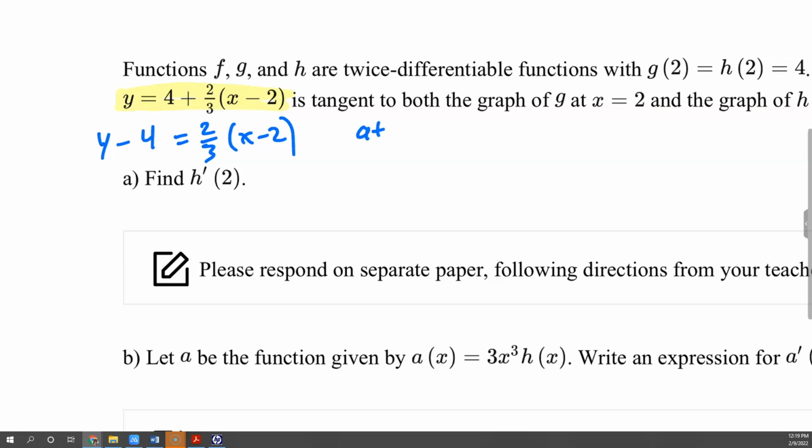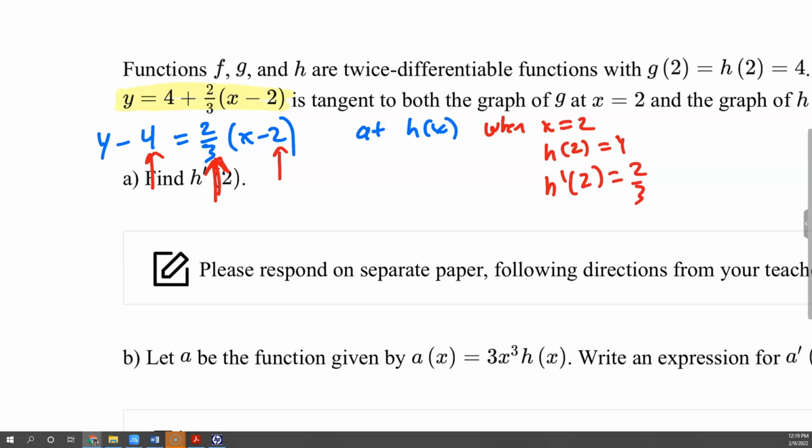Let's talk about what's happening at h. What this is saying is when x is 2, h of 2 is 4. And then what's this right here? How do I get that number? That's the slope. So you would say h prime of 2 is how I got that number. Make sense?